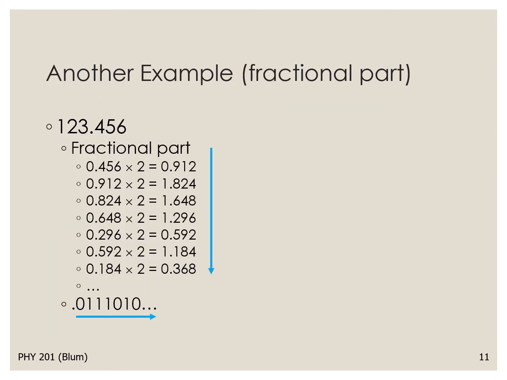We obtain the fractional part by taking, in this case, the 0.456 and repeatedly multiplying by 2. So we take the 0.456, we multiply it by 2. We get 0.912. You take the whole number part of that, the 0, and that is the first position. And then you take that 0.912 and multiply it by 2 to get 1.824. And you take the whole number part, the 1, and that is the next digit, the quarters place, and so on.